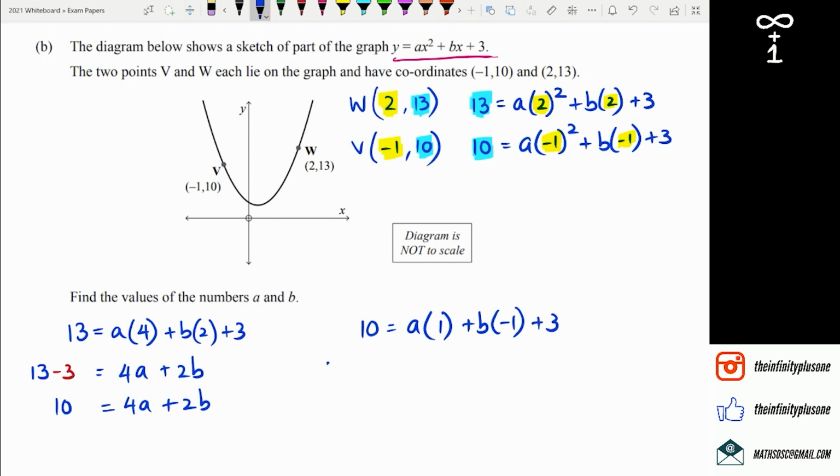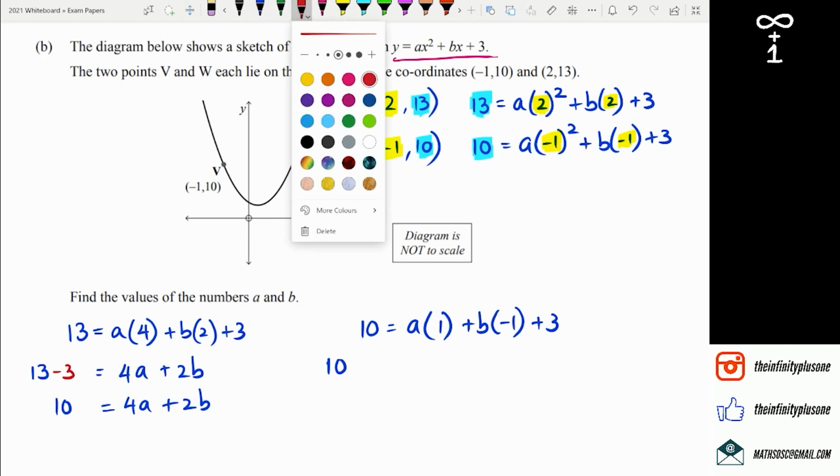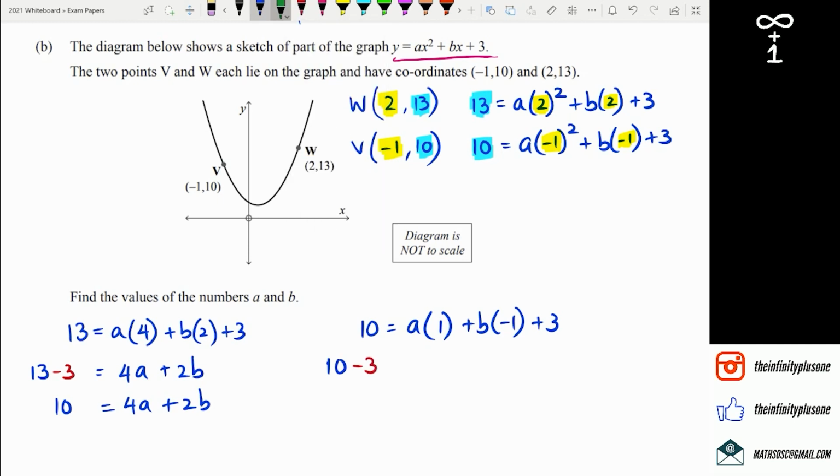I'm going to get 10 take away 3, because when 3 comes to the left-hand side, it's the opposite symbol, so it's minus. 1 times a is just a. Negative 1 times b is negative b. So what I end up with is a minus b equals 7.